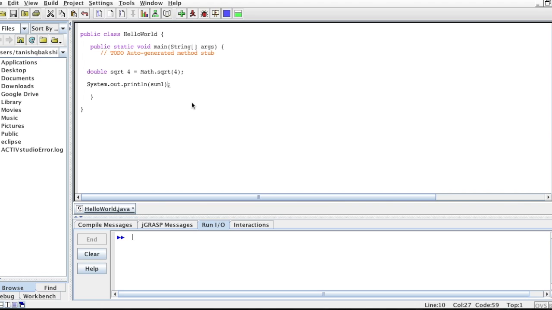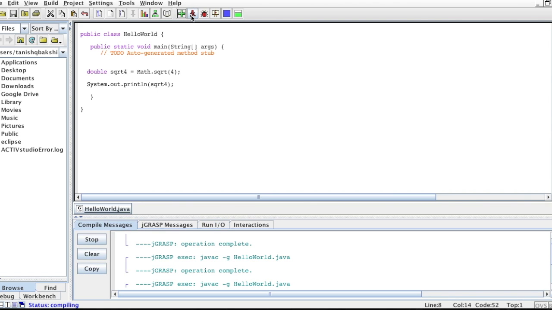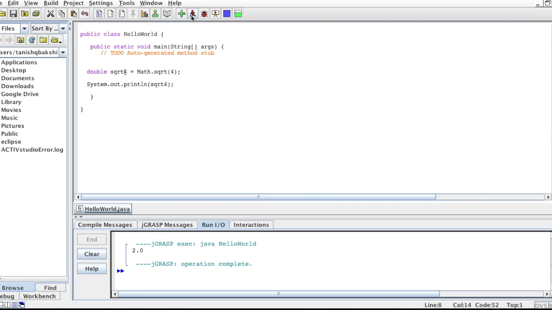So when I print this right here, make sure you write SQRT 4, because that's what we wrote back here. Whoops, I forgot to fix that. There's not supposed to be a space there. So once I run this, it should result in the answer 2.0. And that's how you find the square root.